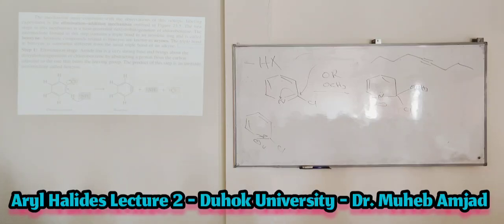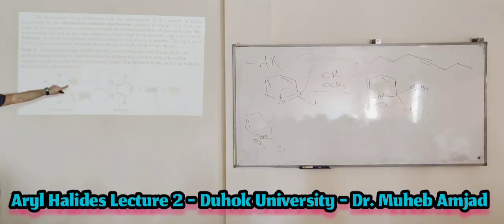First step is the elimination stage. This is the first step, the elimination, not addition. So the amide anion is a very strong base and brings about the dehydrohalogenation of the chlorobenzene by abstracting a proton from the carbon adjacent to the one that bears the leaving group.